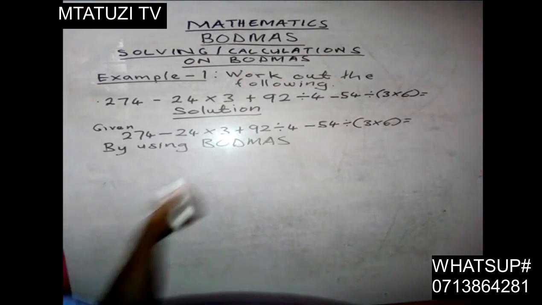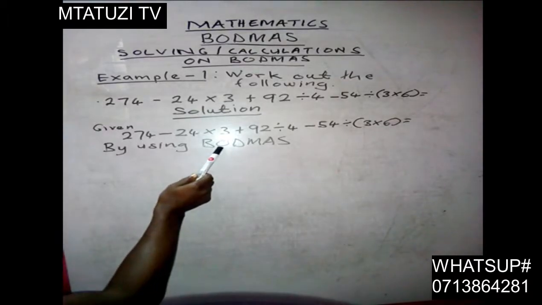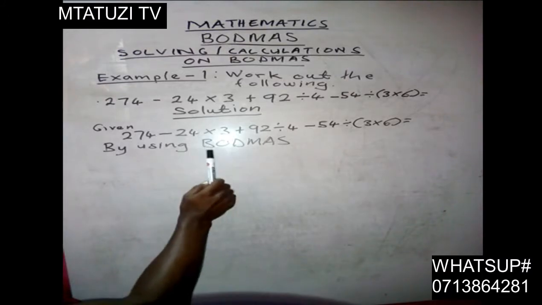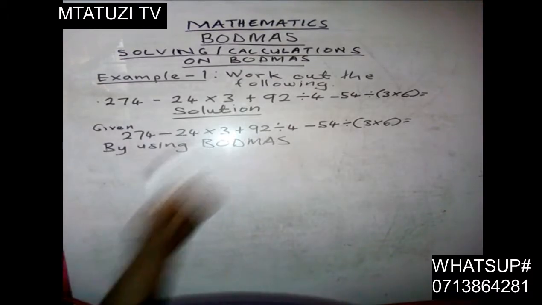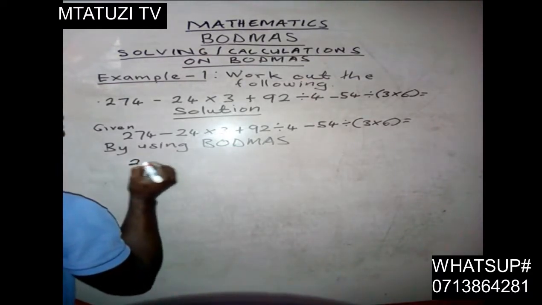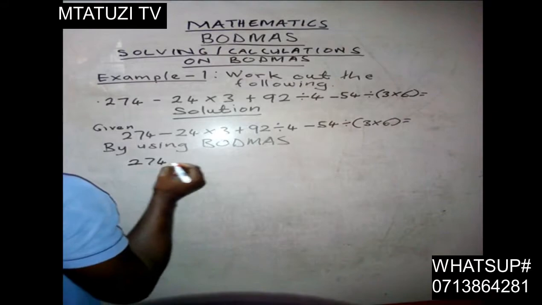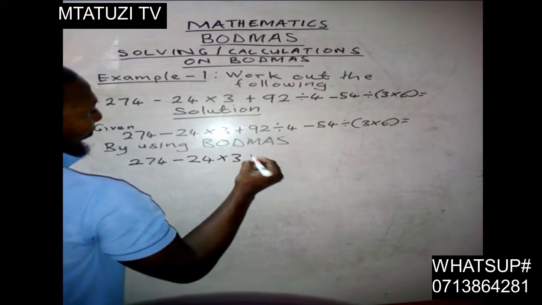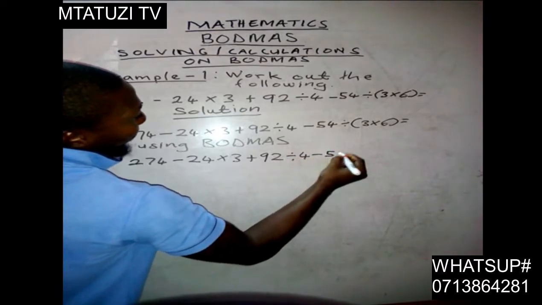Bodmas says that we are going to use this rule sequentially. First of all, B O, open the bracket. The first operation in the Bodmas rule is to open the bracket, so there is a bracket there that we have to open. So we say this is equal to 274 minus 24 times 3 plus 92 divided by 4 minus 54.